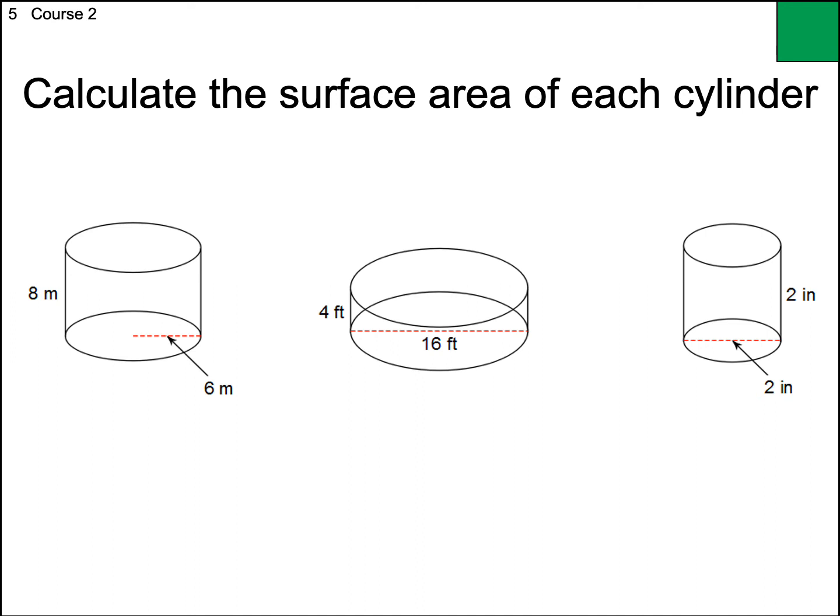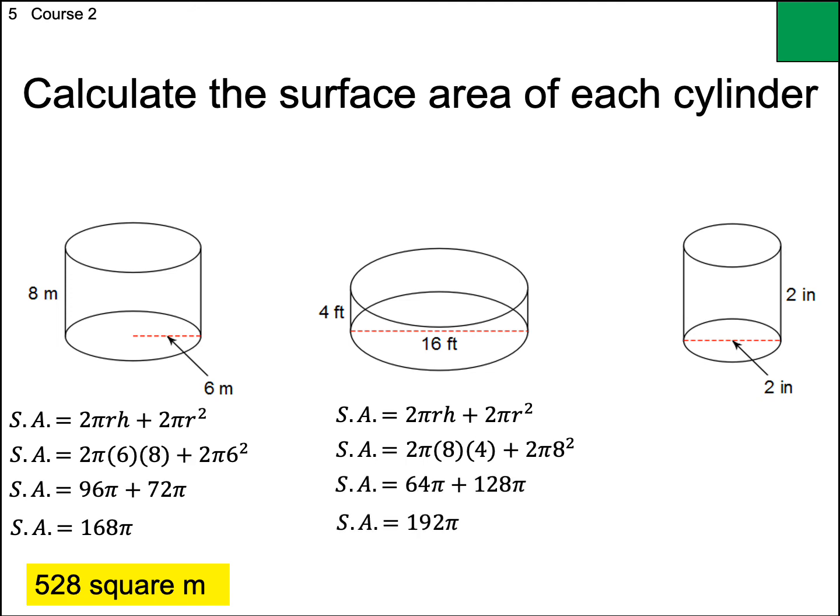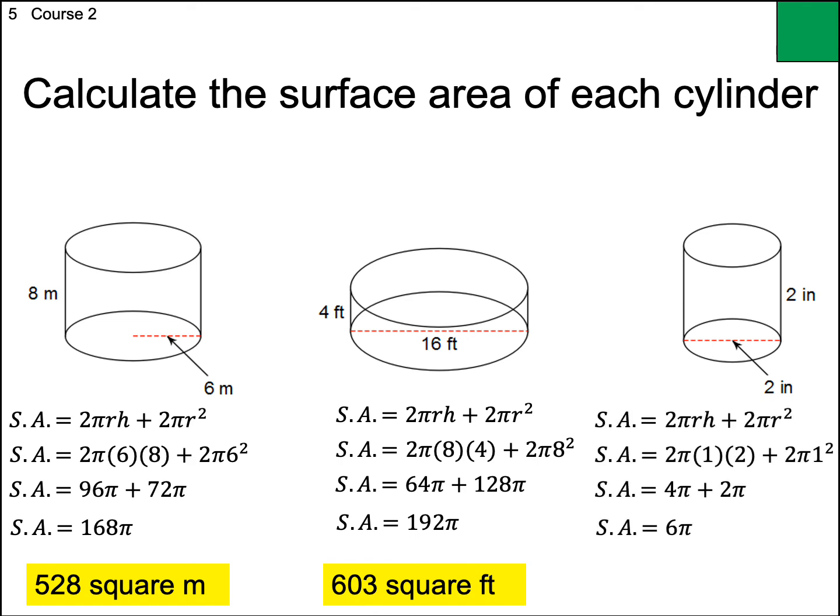Okay, let's check your answers. For the first one, the radius is 6, the height is 8. Here are the calculations. You should have gotten approximately 528 square meters. For the middle one, once again, I didn't give you a radius, I gave you a diameter. The radius is 8. So here are the numbers plugged in correctly, and here is your answer, 603 square feet. And for the last one, I gave you a diameter again. The radius is 1. Here are the calculations. Here is the answer. If you need to pause the video, rewind it, check your work, please do that at this time.